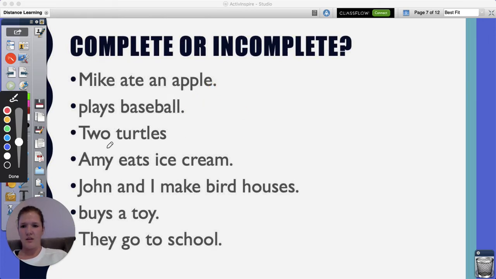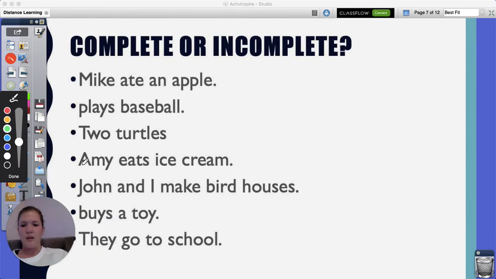complete sentence. Two turtles. Well, it tells me what the sentence is about, but it doesn't tell me what they're doing. Are the turtles swimming? Are the turtles doing backflips on the beach? We don't know. So we're definitely going to go ahead and give it a red X because it is an incomplete sentence.